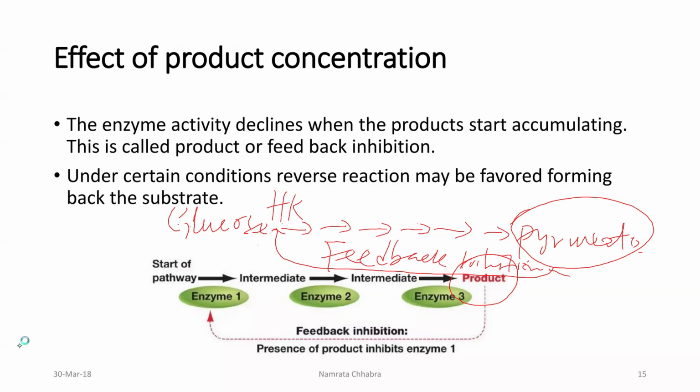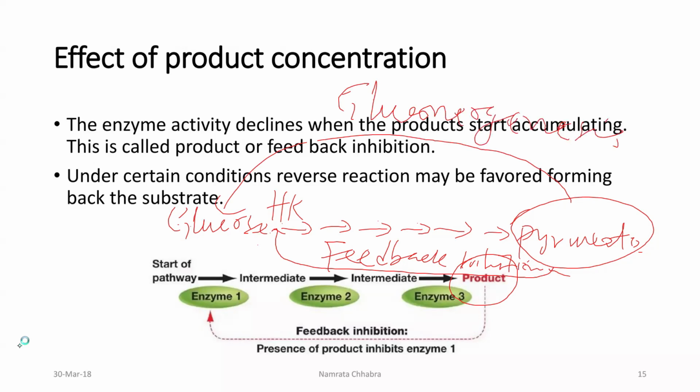So under certain conditions, the reverse reaction may be favored, forming back the substrate. That is why whenever you have this kind of inhibition, feedback inhibition, like in glycolysis, the backward reaction, that is the reverse reaction, will be favored. So that is why whenever you have feedback inhibition in glycolysis, it means that there will be gluconeogenesis.